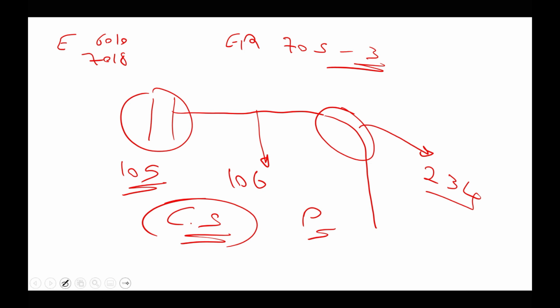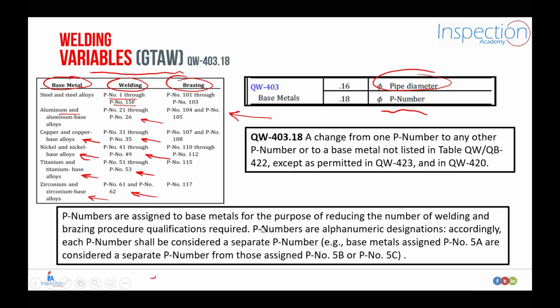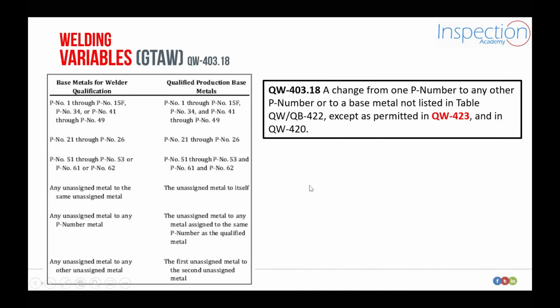Okay, we have a question right here. We know that for steel and steel alloys we have from P number 1 to P number 15F. So if a welder can weld a material of P number 1, can he also weld a material of P number 15F? To answer that question, we need to go to table QW423. It says here that a change from one P number to any other P number, or to a base metal not listed in table QW422, except as permitted in QW423 and in QW420.